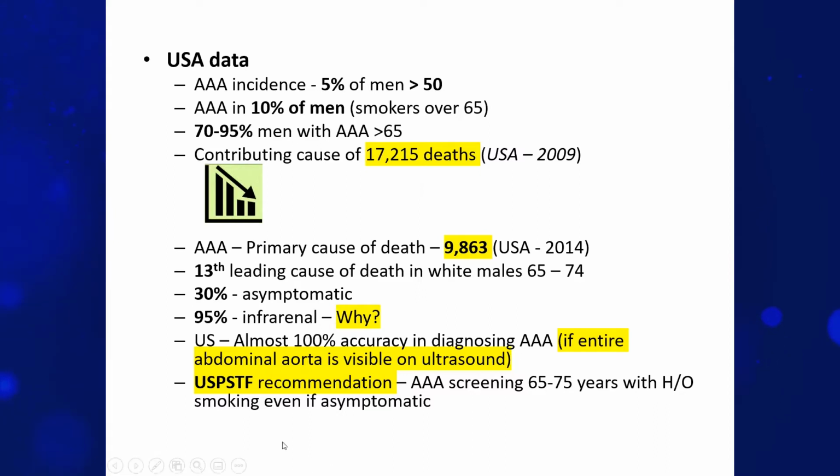And so the USPSTF recommendation is that AAA screening should be done in individuals 65 to 75 with a history of smoking, even if they're asymptomatic. It is very important to understand that it is not always symptomatic. The patient could be having no symptoms whatsoever, and they could be having a silent AAA. Another thing to observe is that 95% are going to be below the level of the renal arteries.